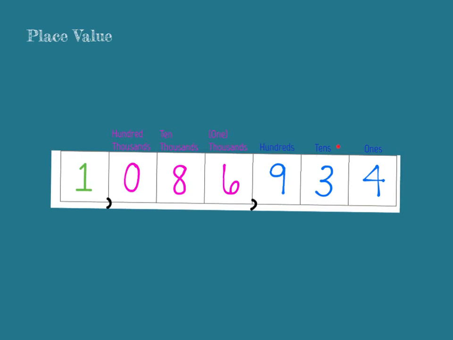This 1, 10, 100 pattern will continue for every single group of 3 digits. That's why in the United States, we actually put commas as separators to represent the breaks between each of the sets. So here's our ones set. This is our thousands set. This is actually our millions set. So this 1 is in the 1 millions place.